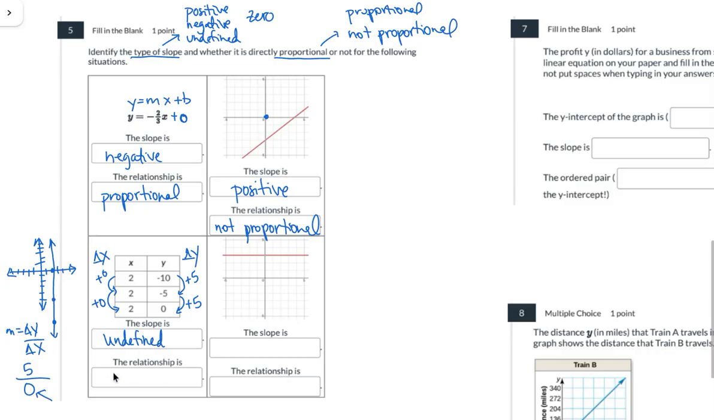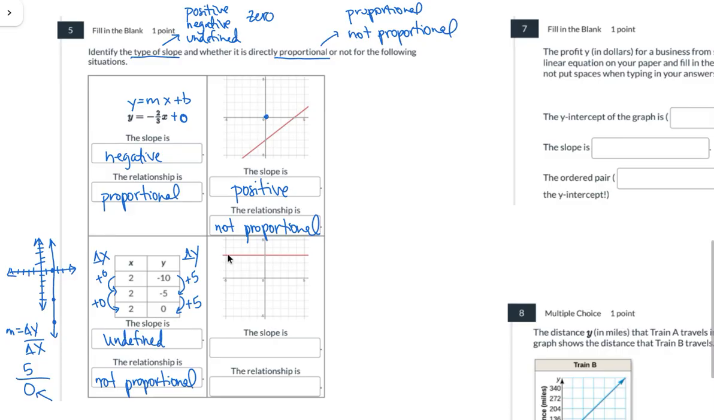However, it does not go through the origin, and it's that special undefined line. So this would be not proportional, right? Because it doesn't even have a slope because it is undefined. Yes? Okay. All right.